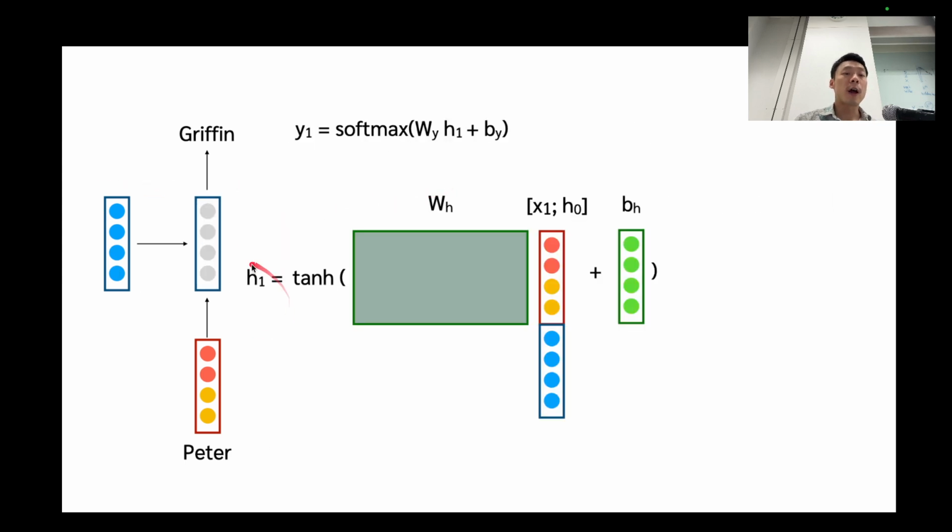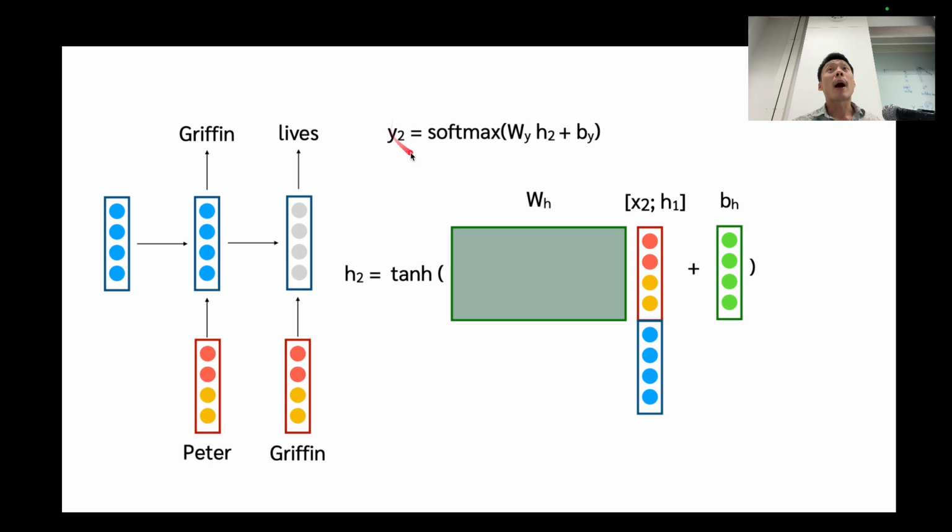And once you got H1, then you do your usual softmax thing, okay? So that Y1 is a probability distribution over the vocabulary. Again, things that we have seen already. Okay, Y2 is kind of the same, but the input to the hidden layers consists of two things. Consists of the word embedding for Griffin and H1. H1 is the hidden layer from the previous time step, from word number 1 right here.